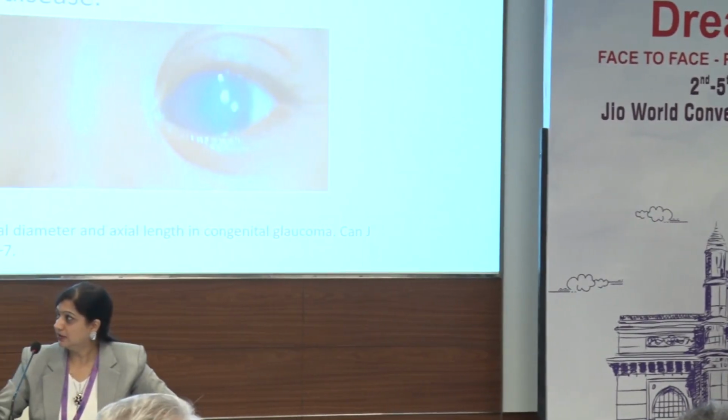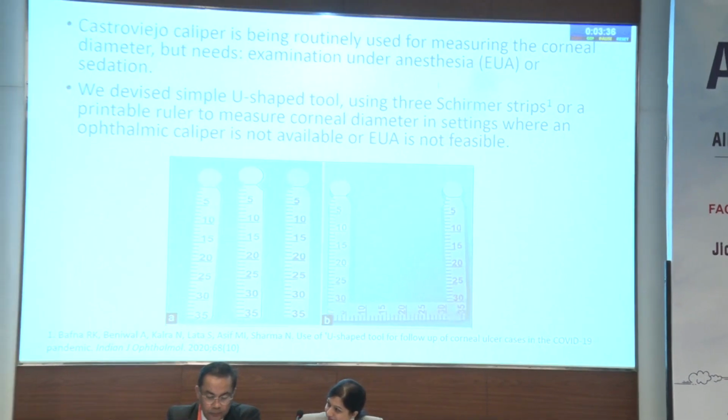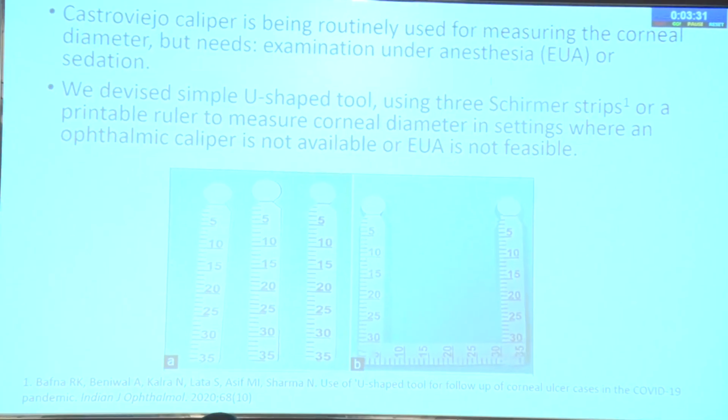As is known, corneal enlargement is the common feature of congenital glaucoma. It is an important indicator for diagnosis and monitoring the progression of the disease. Castor caliper is being routinely used for measuring corneal diameter, but it needs examination under anesthesia or sedation.